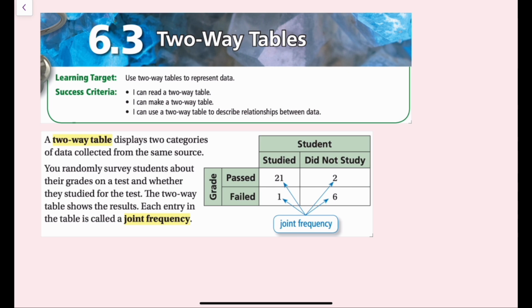You randomly survey students about their grades on a test and whether they studied for the test. The two-way table shows the results. Each entry in the table is called a joint frequency. So we can see here, we have 4 different joint frequencies. We have 21 students who passed and studied. I have 2 students who passed and did not study. I have 1 student who failed and studied. And then I have 6 students who failed and did not study.